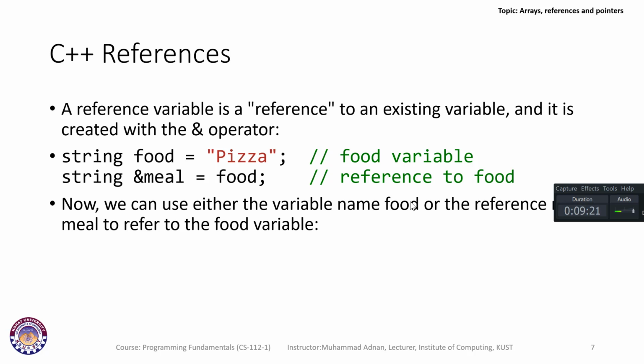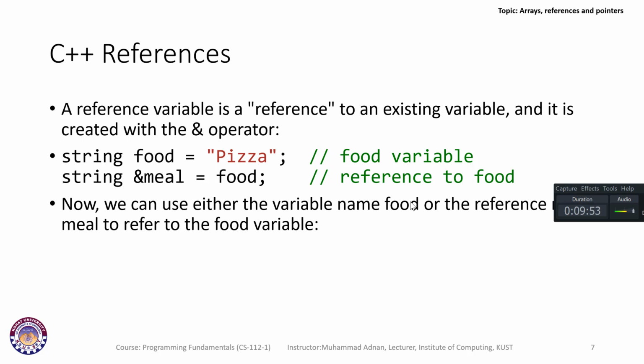Now, references are addresses. Whenever you hear the term reference, a reference means address. Just as you have a home address, in programming a memory location also has an address, and that is unique. Every memory address is unique. So a reference variable is a reference to an existing variable, and it is created with the ampersand operator.